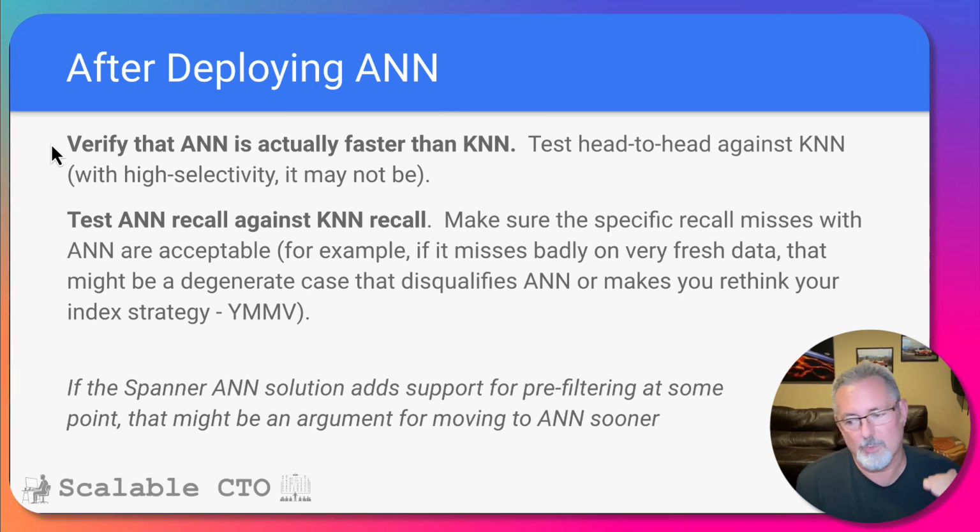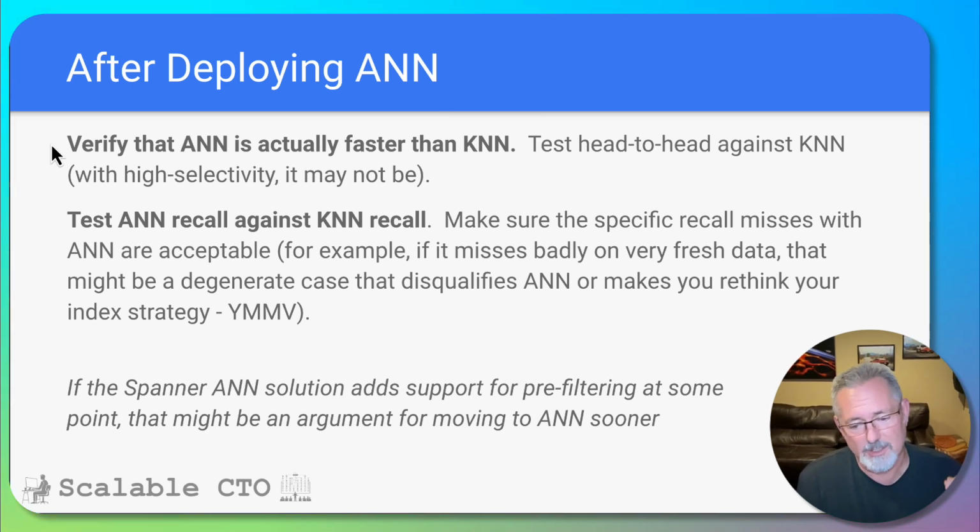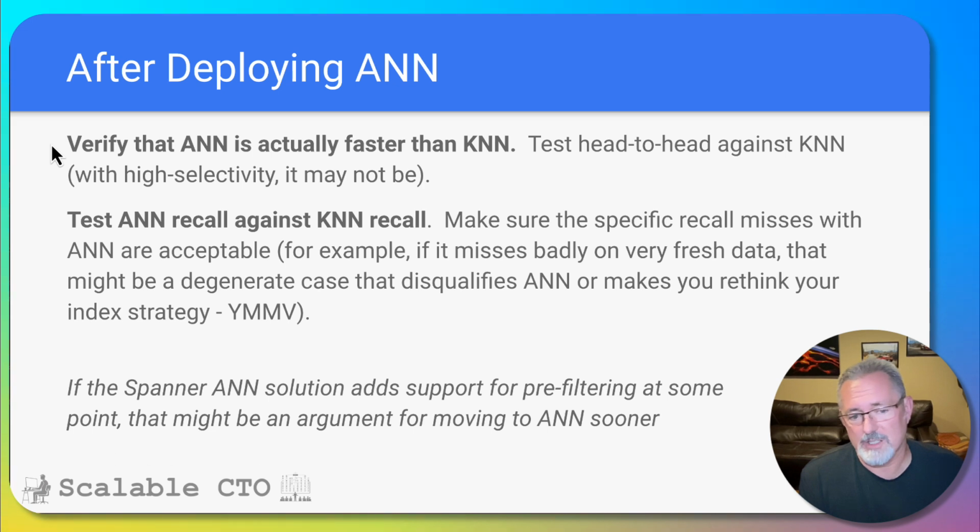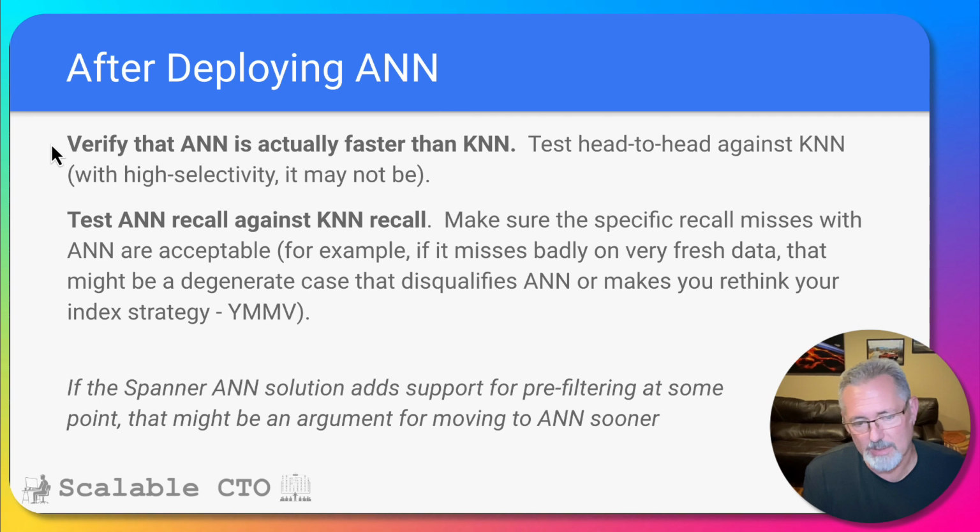Verify the performance, verify the recall, make sure that you're comfortable that ANN is faster and that the recall misses are worth it. And if you have low selectivity, it probably will be. It's probably going to be a no-brainer. But if you have high selectivity, it's entirely possible that KNN is going to be way simpler and just as fast, and a lot less headache for everybody, a lot less maintenance, requiring a lot less expertise. So I would say it's possible that if the Spanner ANN solution figures out a way to pre-filter and combine that with the SCANN, it's entirely possible that this will win all the time, that it'll be the best solution all the time. But as it is now, it's just sort of a pick your poison.